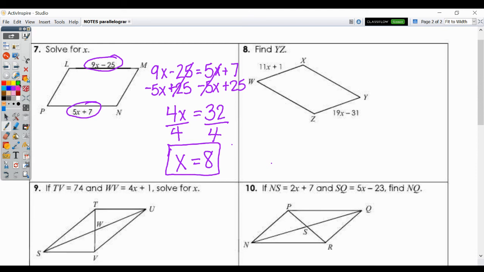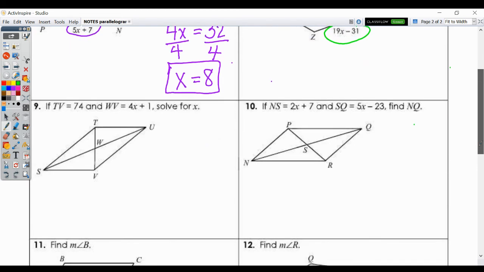So look at number 8. Number 8 are also opposite sides. So I would just take this 11x plus 1 is equal to this 19x minus 31, and I would solve the equation out till I got what x equaled. Okay? Let's look at a different kind of problem. So let's look at number 9.